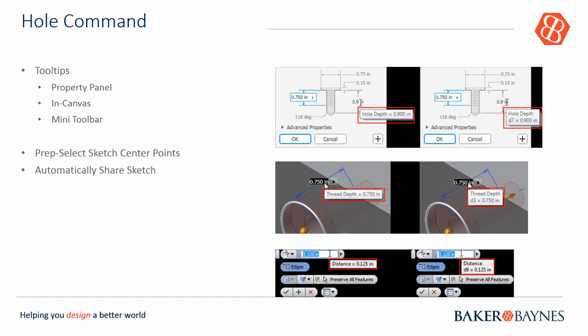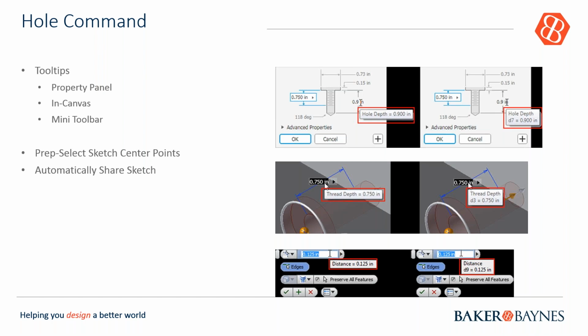The next is the panel menu. The Hole command has new entries in the panel menu: pre-select sketch center points. Okay, so checking this option causes all unused sketch center points in the active sketch to automatically be selected for use in the Hole command. And what this does is it allows you to populate holes from each center point. The sketch is automatically shared. So this is on by default, right? And what this does is when you're using the Hole command, if unused sketch center points exist, when you click apply, the sketch is automatically shared, right?